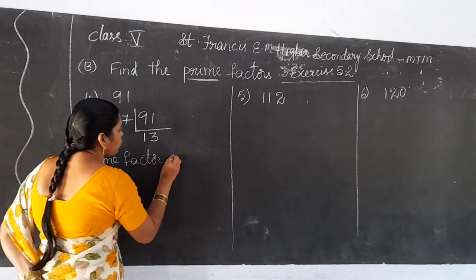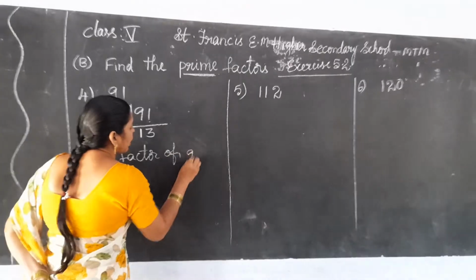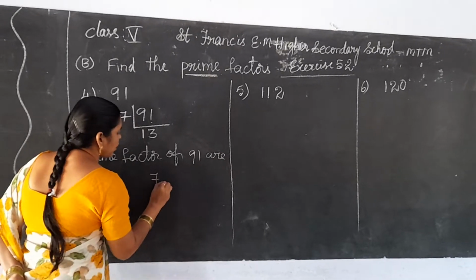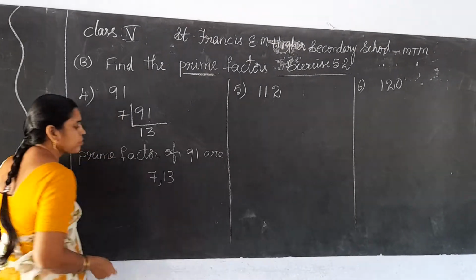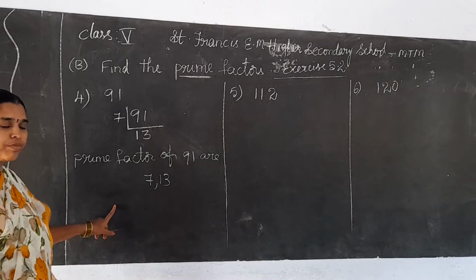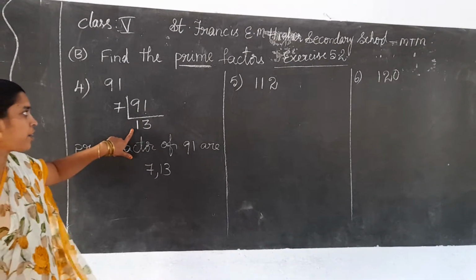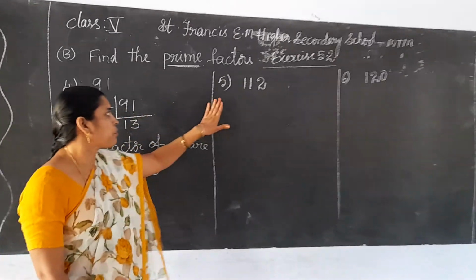So what are the prime factors of 91? Prime factors of 91 are 7 and 13. Is it clear, children? Here what you should write? The quotient. Okay. Now I am going to explain the fifth one.